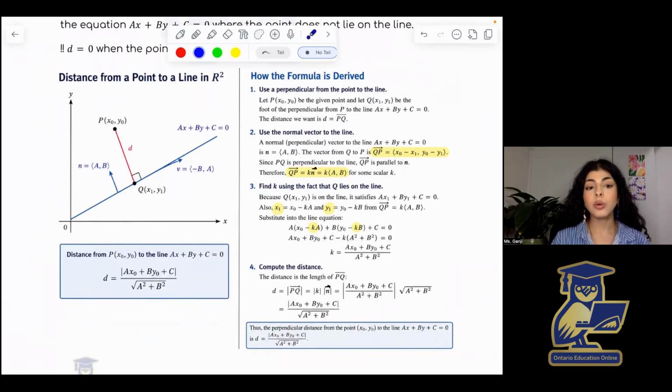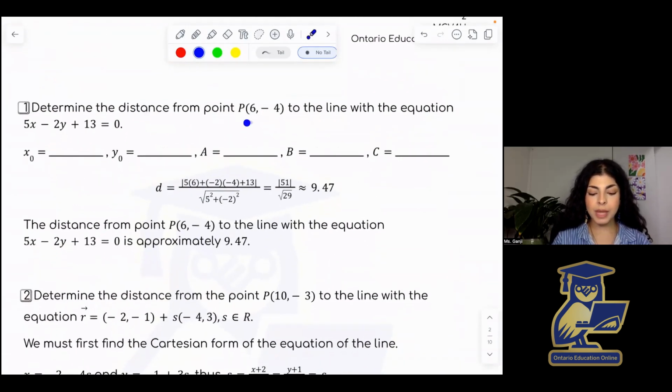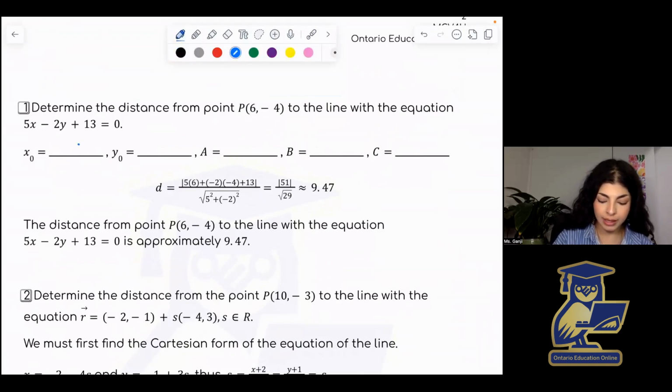And now we're actually going to start using it with given points and lines. So our first example here, we have point P as (6, -4), and we want to find the distance to the line with the equation 5x minus 2y plus 13. So x0 here, which is our given, is 6. y0 is -4, and a is 5, b is -2, and c is 13.